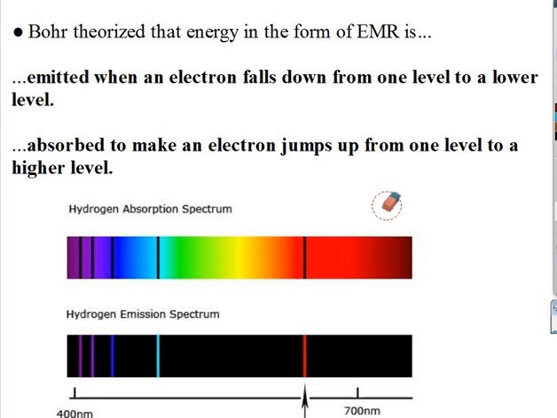So Bohr, using his model, theorized a couple things about energy in the form of EMR. Number one, EMR is emitted when an electron falls down from one level to a lower level. And that's how we end up with this emission spectrum. He also theorized that energy in the form of EMR is absorbed to make an electron jump up from one level to a higher level. And that is where we get this absorption spectrum from.